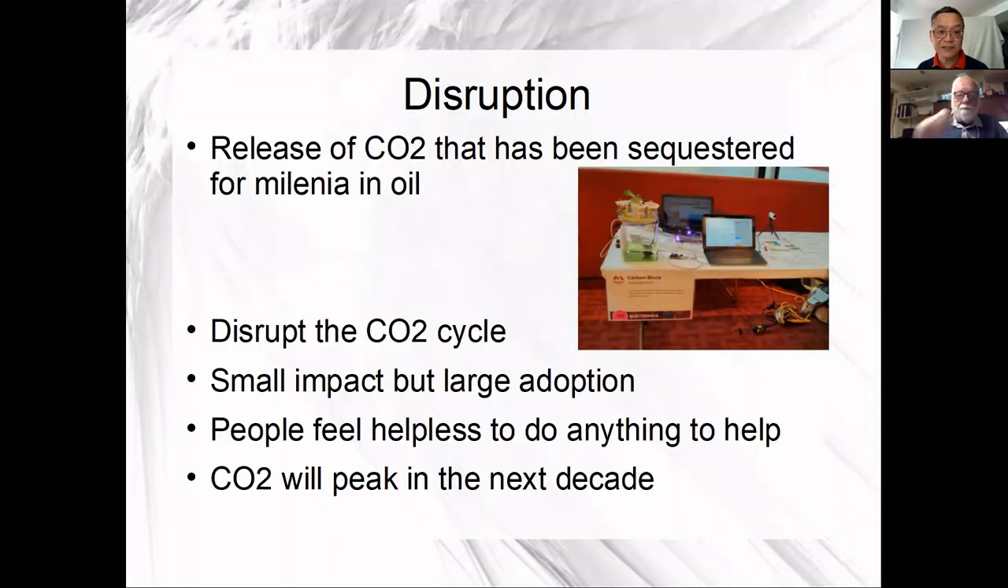The idea behind this is to basically disrupt the carbon dioxide release. Right now we're burning oil. This is oil that's been underground for millennia, basically sequestered underground. Now we're burning that and we're creating a lot more carbon dioxide. The idea is we want to disrupt that carbon dioxide cycle and actually start to sequester some of it.